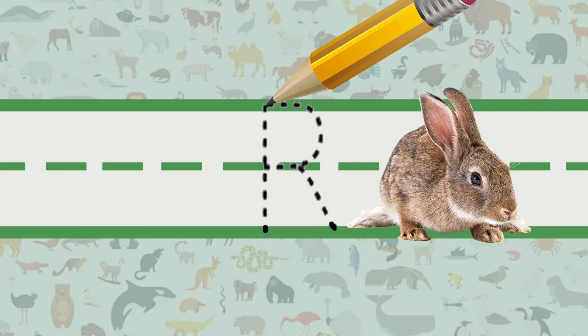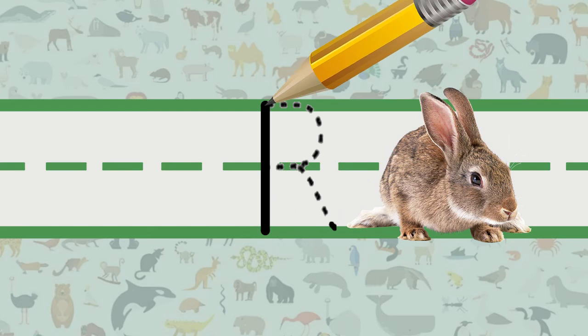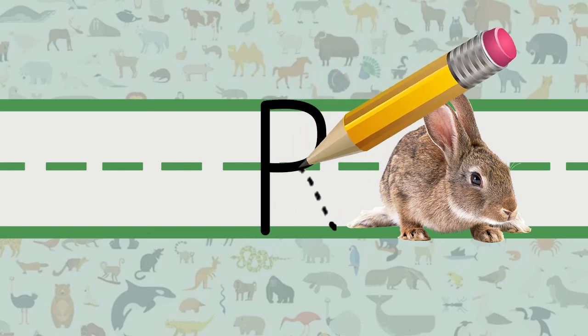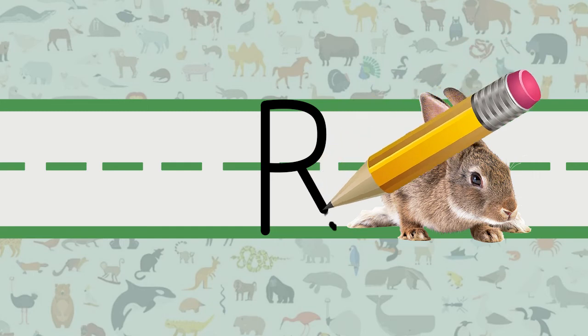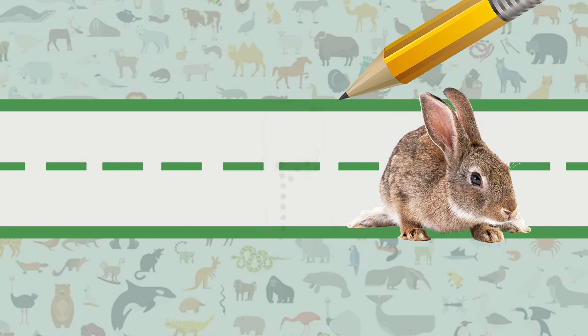Start at the top and draw a straight line down to the bottom. Then go back to the top and draw a curved line to the middle. Then draw a diagonal line down to the bottom. Good job. Now let's try lowercase r, or small r.